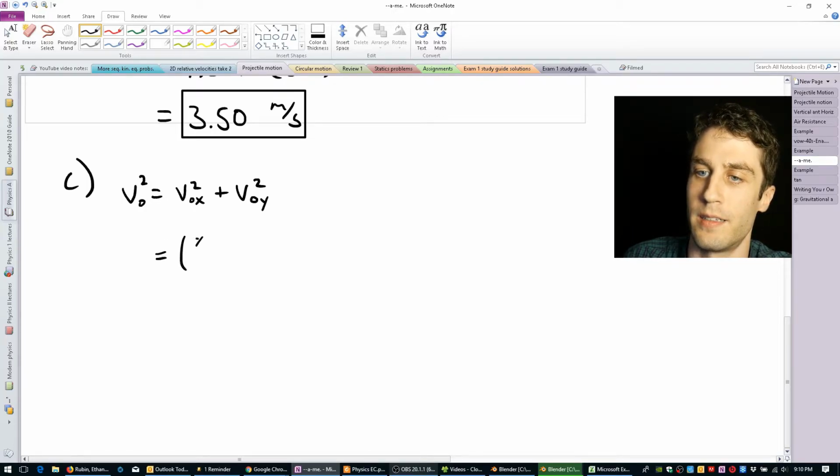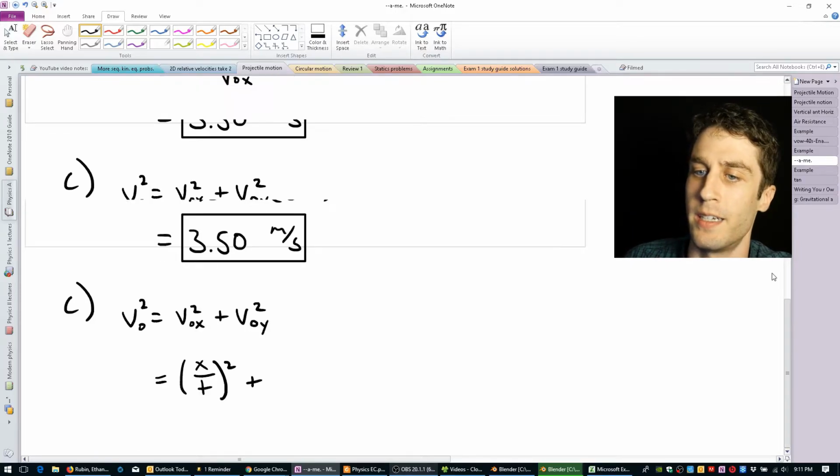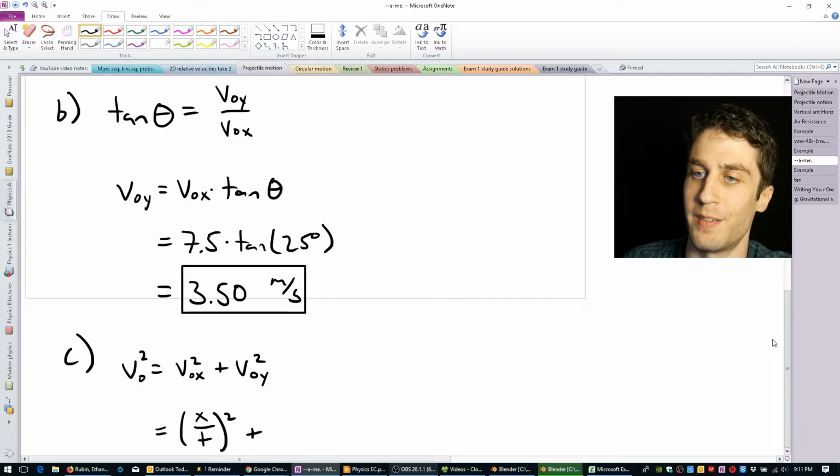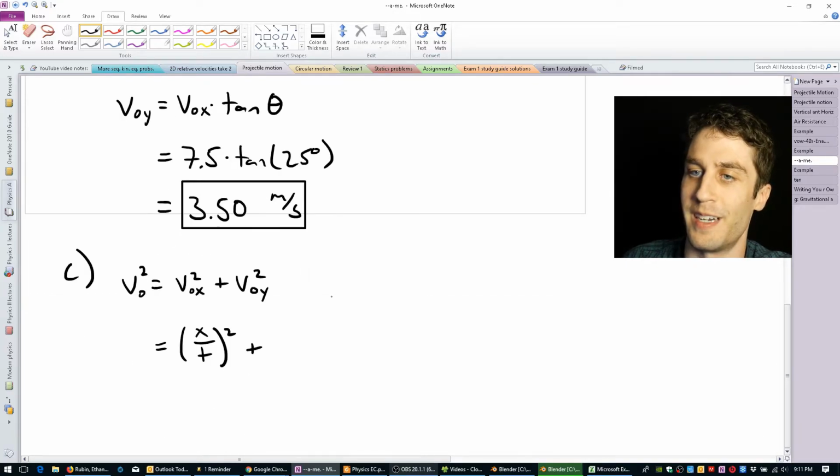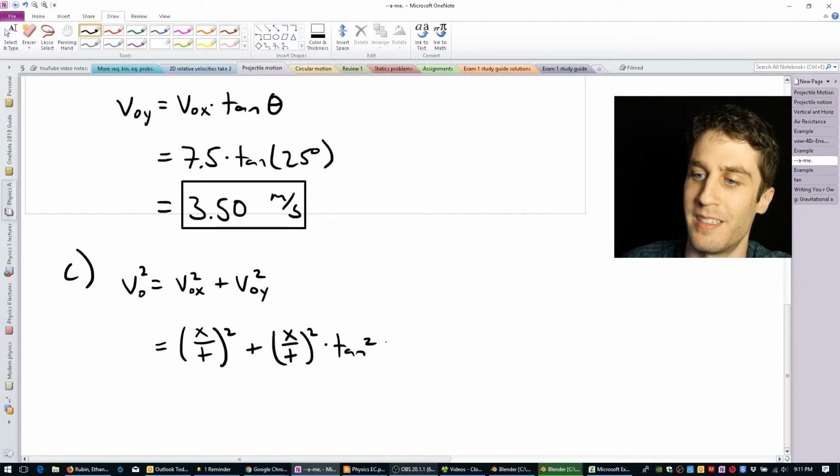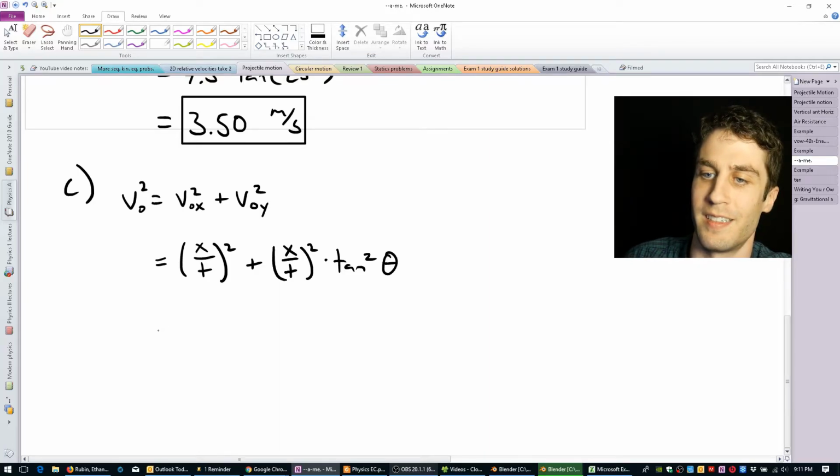And v naught x was x divided by t. V naught y was v naught x times the tangent of theta, so that's x divided by t times the tangent of theta. I like doing things algebraically. So v naught is equal to x divided by t times the square root of 1 plus tan squared theta.